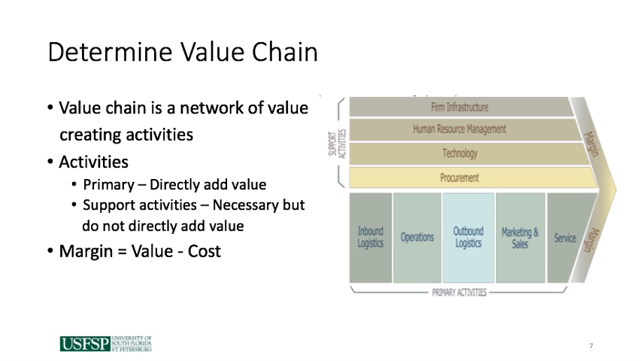Having identified a competitive strategy, we can now focus on the value chain. A value chain is simply defined as a network of value-creating activities. In general, there are 2 types of activity in a value chain, namely primary activities and support activities. Primary activities directly produce value, whereas support activities are necessary but do not directly add value to the product.